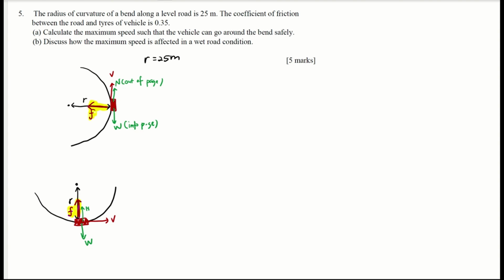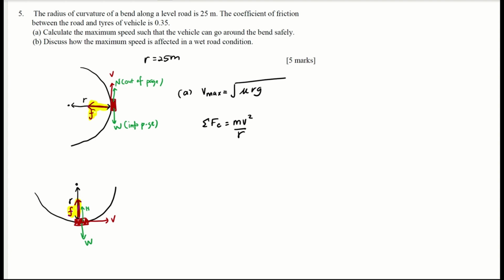Okay. So for question A, calculate the maximum speed such that the vehicle can go around the bend safely. If you remember the equation, some students have memorized it, where V maximum is equal to square root of mu r g, then it's okay. You can just use that equation. But if you do not memorize this equation, you can derive it based on the total force FC equal to mv squared over r, which is m a c.